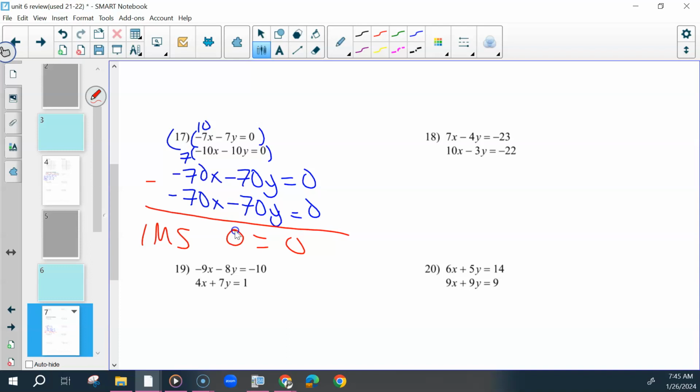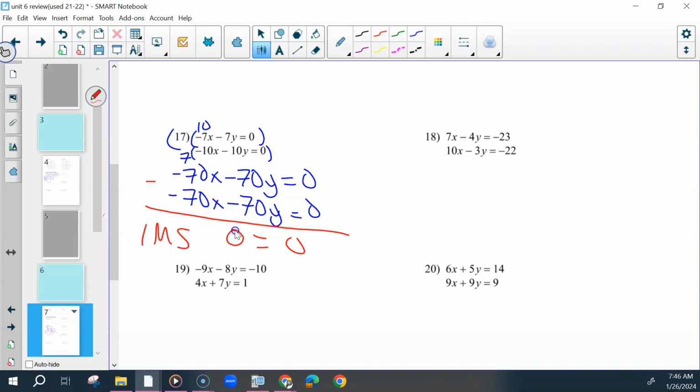So when do we add? When they're different. Positive and a negative. So then what's no solution? If they're two different ones. And there's no variable. Right.